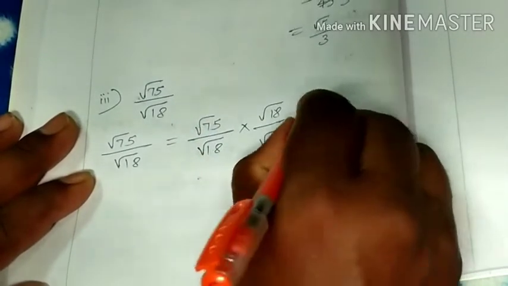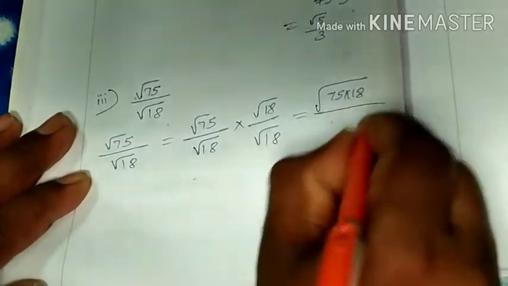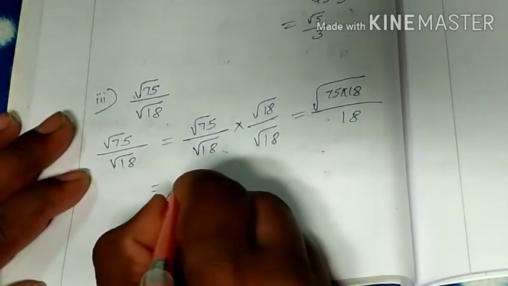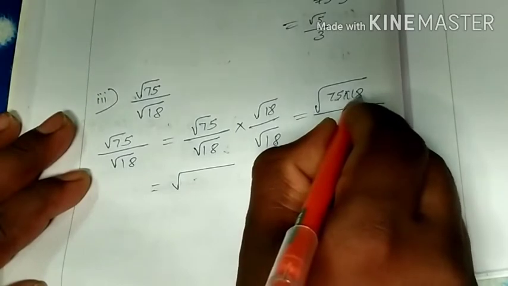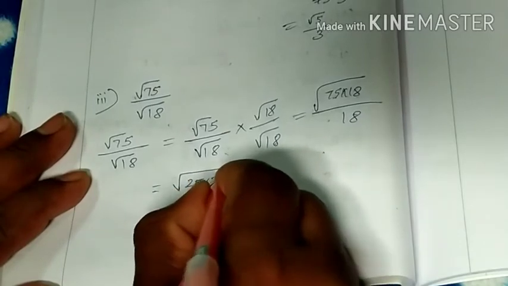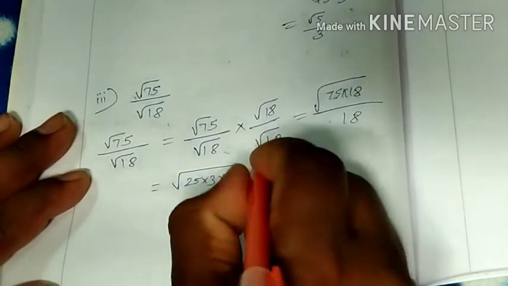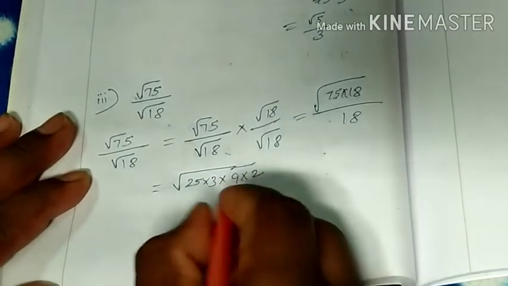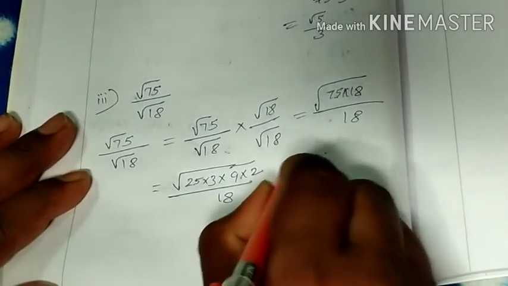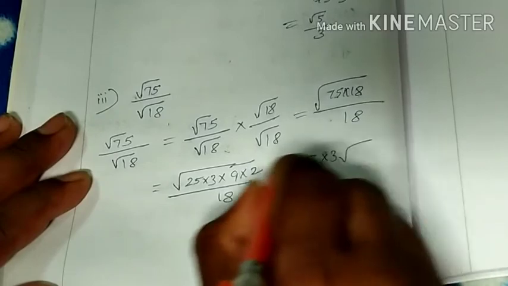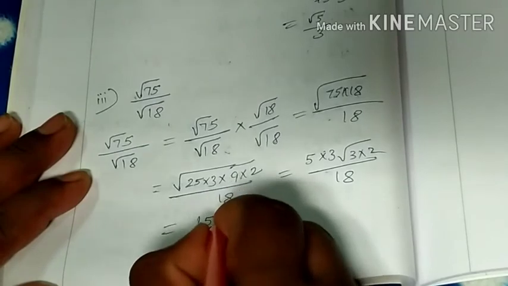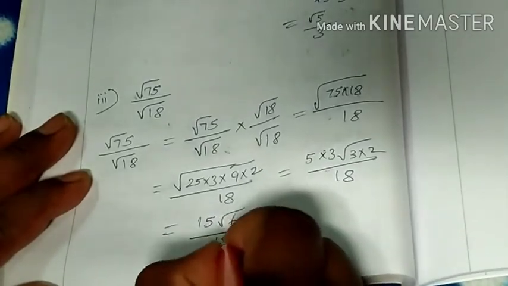This is equal to root of 75 into 18 divided by 18 into root 18 into root 18, so simply 18. The square root of 75 into 18: 75 can be written as 25 into 3, and 18 can be written as 9 into 2, divided by 18. The root of 25 is 5 and the root of 9 is 3, then root of 3 into 2 divided by 18. 5 3s are 15 into root of 3 2s, which is root 6, divided by 18.